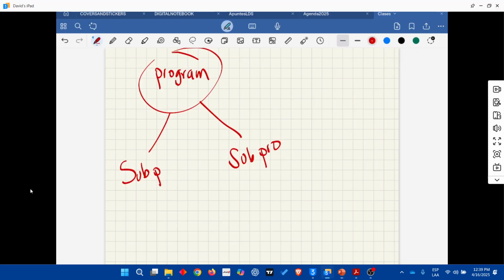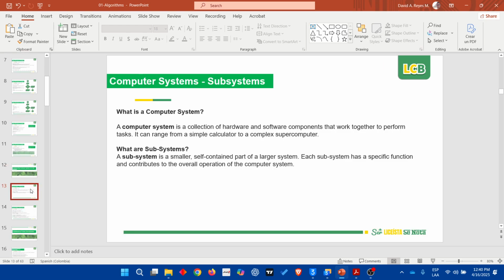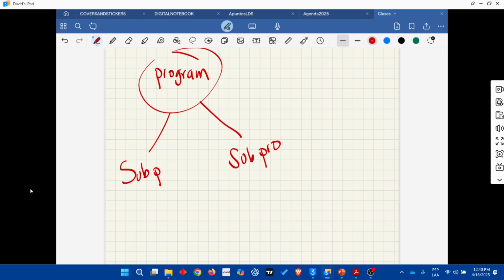Okay? So that is understanding that a computer system is made of subsystems. A computer system is a collection of hardware and software components that work together to perform tasks. It can range from a simple calculator to a complex supercomputer. And now, what is a subsystem? A subsystem is a smaller self-contained part of a larger system. Each subsystem has a specific function and contributes to the overall operation of the computer system.